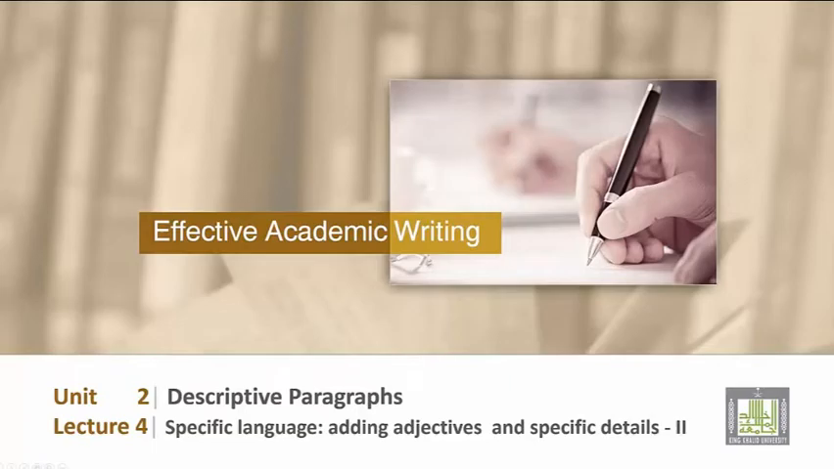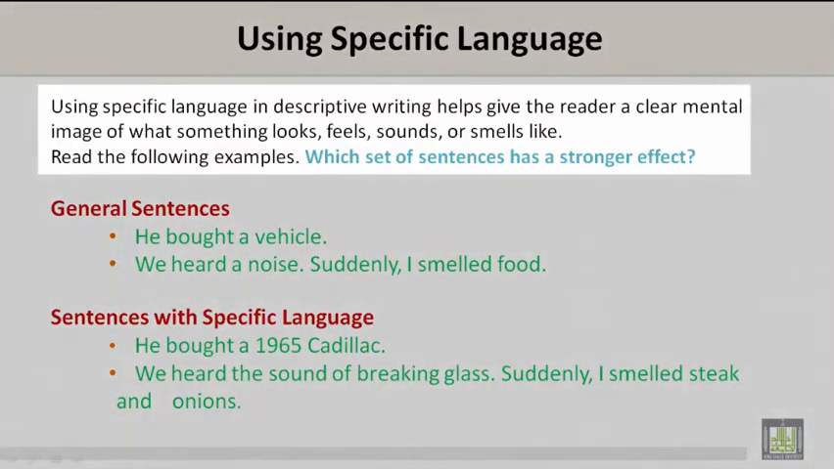Using specific language. Using specific language in descriptive writing helps give the reader a clear mental image of what something looks, feels, sounds, or smells like. Read the following examples. Which set of sentences has a stronger effect?